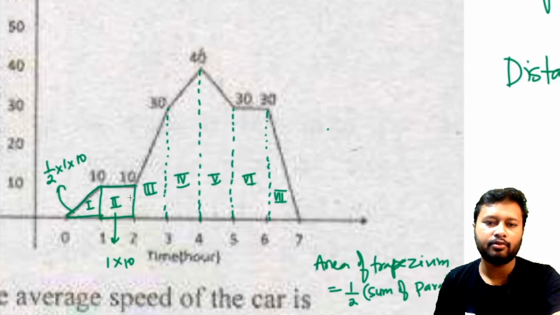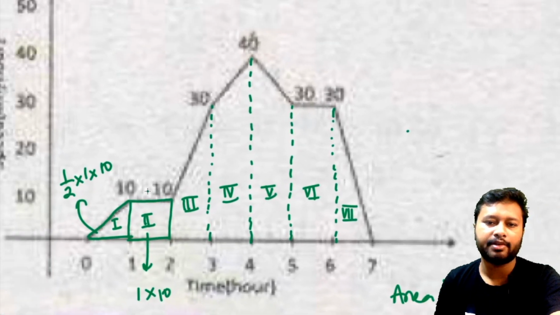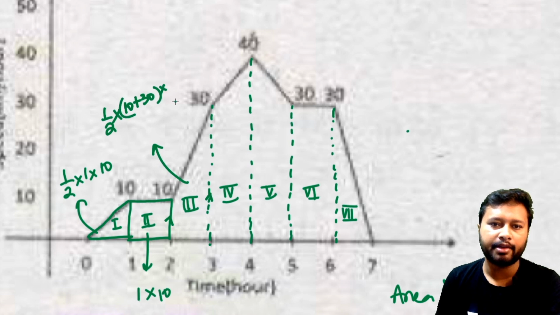So now we can use that to calculate the area of the third section. The third section area can be simply calculated as, again, half, the two parallel sides are of unit 10 and of unit 30, because this height is 30, this is 10. So 10 plus 30 and multiplied by their height. Height is between 2 and 3, so the height is 1.